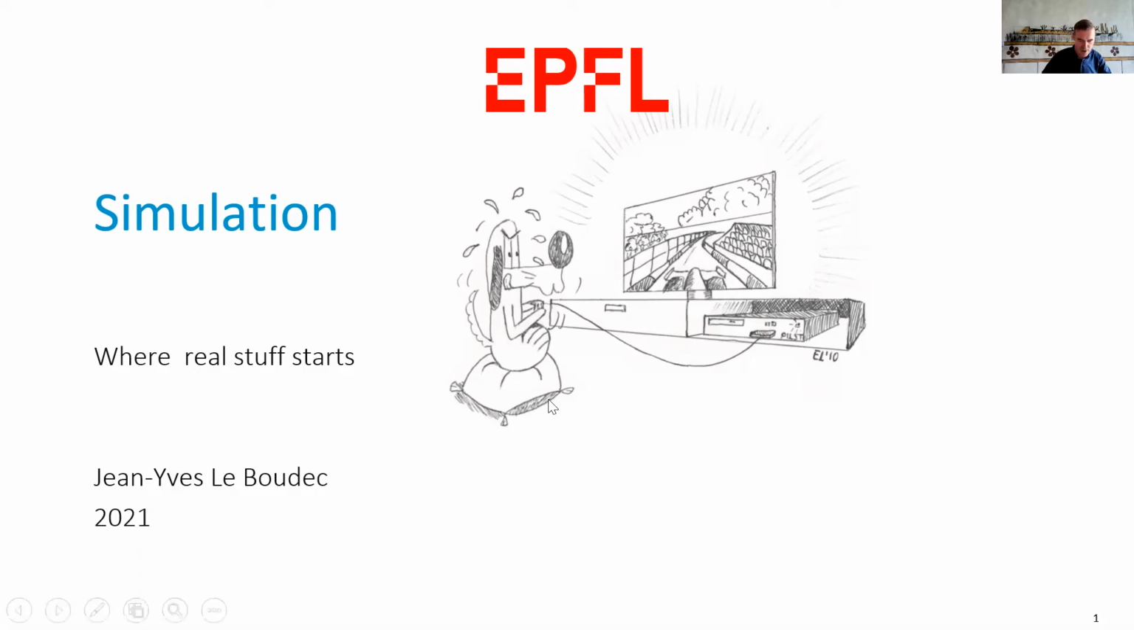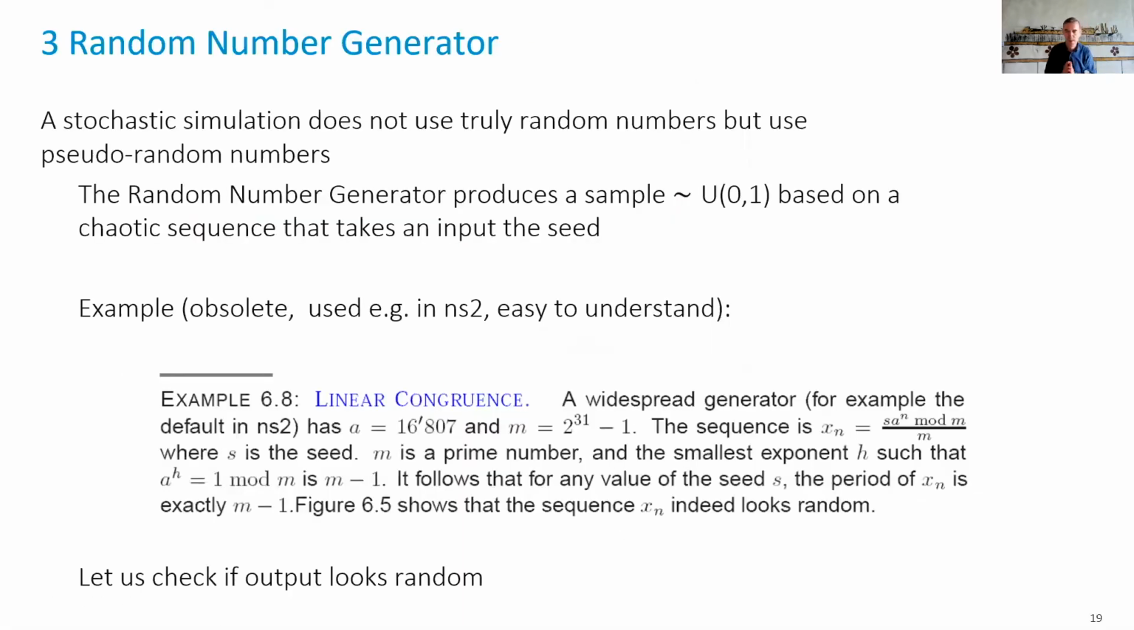We stopped last week at the question: how do we produce independent replications of a simulation run? And the key to that is the random number generator.